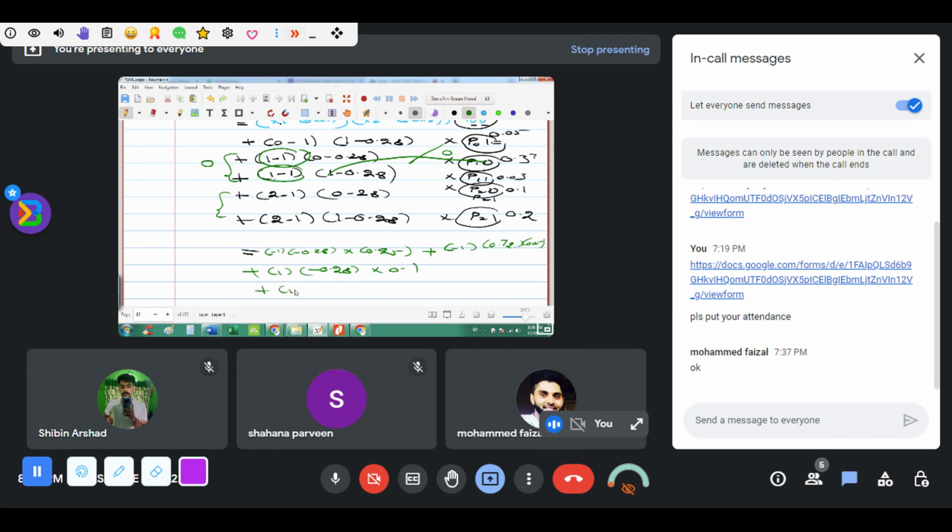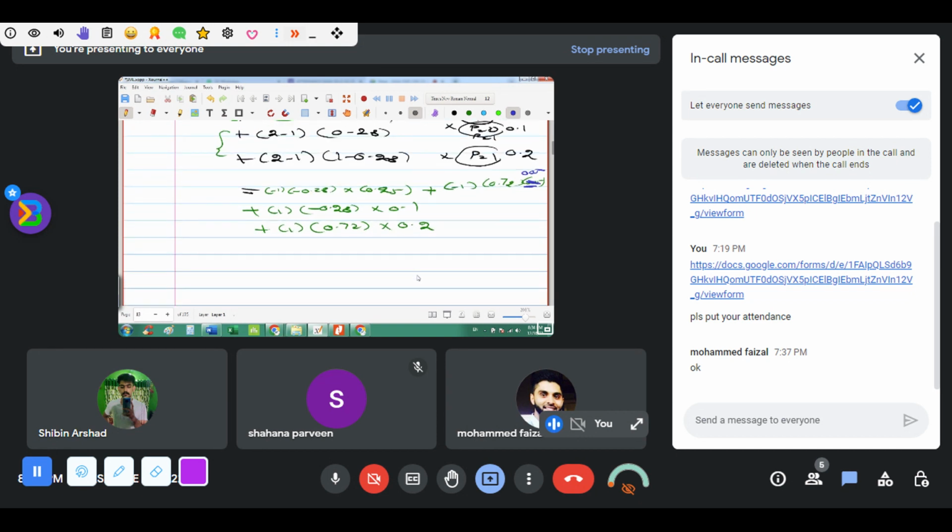Plus (1 minus 1) is 1, into 0.72, into 0.2. Just complete it using a calculator. This value is 0.05. Please complete it, what is the end result? Just use a scientific calculator and complete this work.